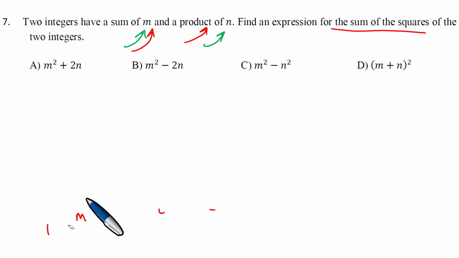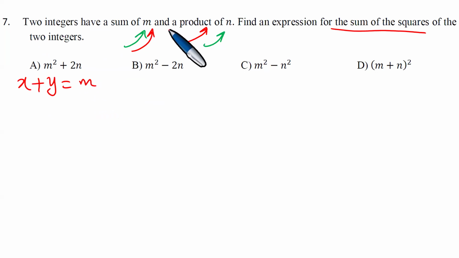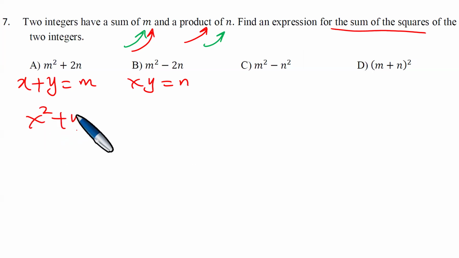Yes, but we were close. Because once again, if a situation like this happens, you need to read the question again and pause and be like, have I read the question well? Have I understood the question? Right, two integers have a sum of m. So there are two integers whose sum, when you add them up, you get m, and a product of n. You multiply them, you get n. Then you need to find an expression for the sum of the squares. So you need to be able to get x squared together with y squared.